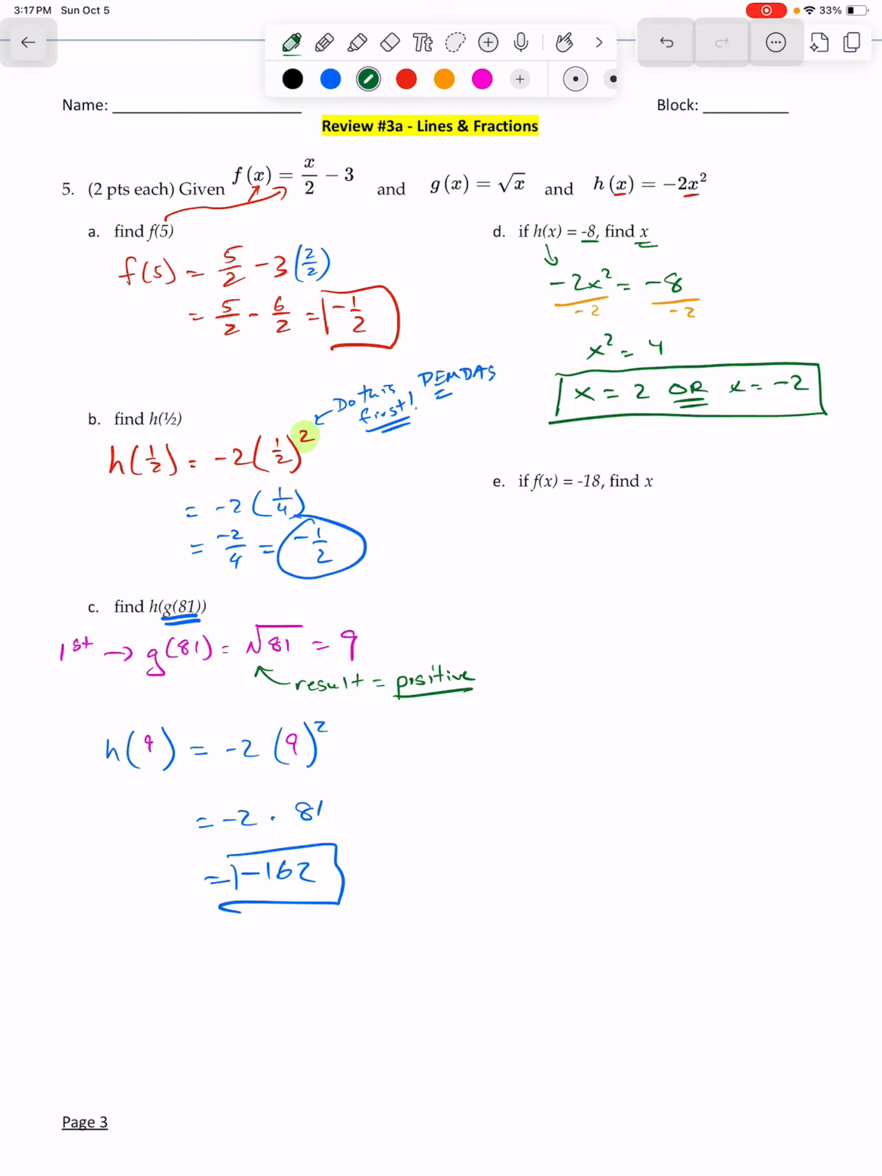If f of x equals -18, that means -18 has to equal x over 2 minus 3. And we were solving for x. So if I add 3 to both sides, I get -15 equals x over 2. And I'm going to multiply both sides by 2. So, oops, -30 equals x.